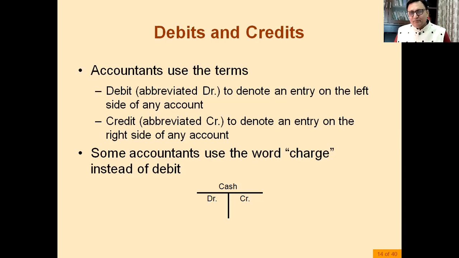So there are two very important terms which we are using time and again. One is debits and another is credits. Accountants use these terms while preparing the financial statements or the books of accounts. Debit, abbreviated as DR, denotes an entry on the left side of the account. Similarly, credit, abbreviated CR, denotes an entry on the right side of any account. Some accountants use the word charge instead of debit, but in our Indian accounting system, we'll be using the terms debit and credit instead of charge.